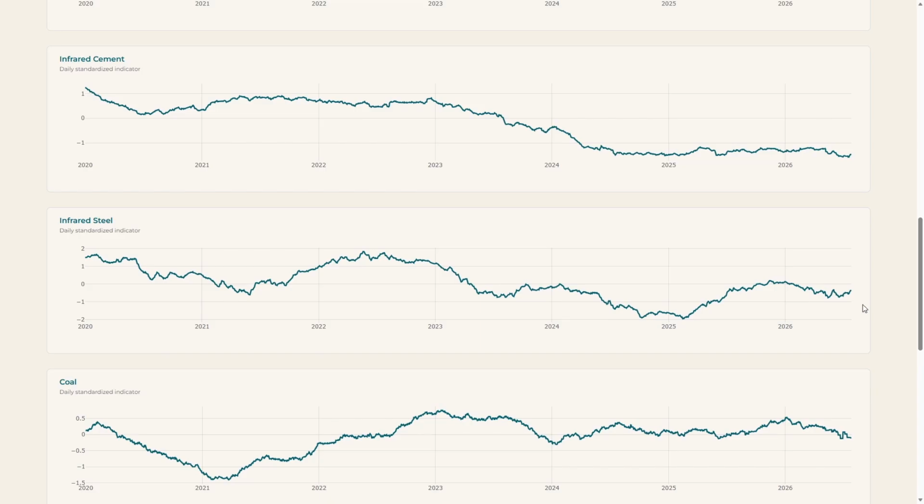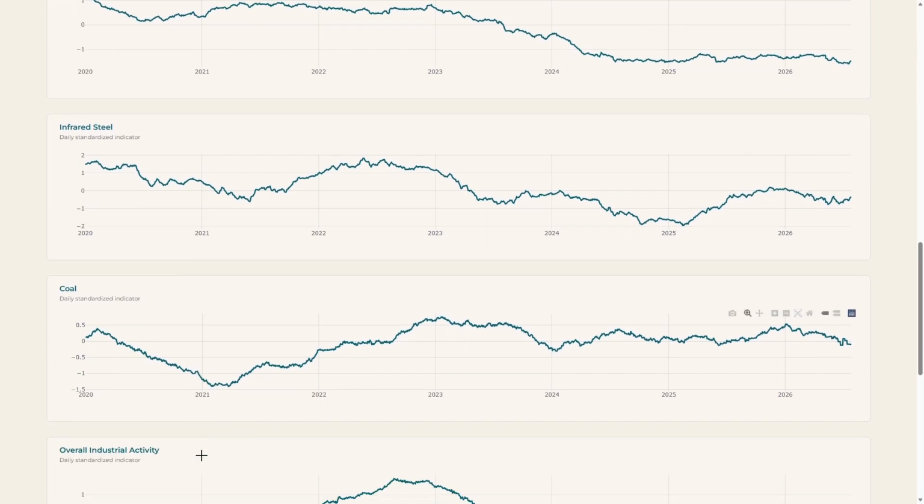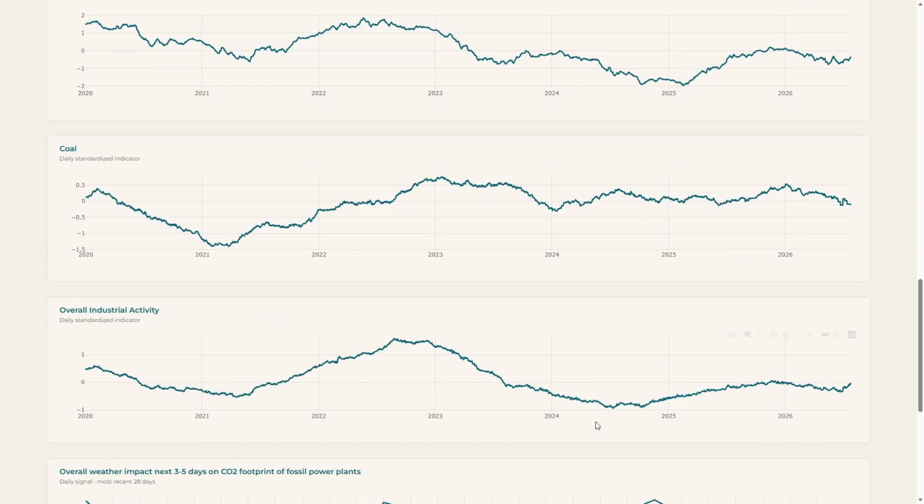Steel is actually doing slightly okay in Europe. Coal also is, at least when it comes to the overall numbers, not at a very low level. This is kind of interesting. Overall industrial activity is pointing upwards in the last couple of days. We had a negative trend for most of the time in 2026, but the last couple of days and weeks, they were positive. But this is actually very compatible when you compare this to other business cycle data, like, for example, the PMI indices. They also surprised slightly on the positive side.